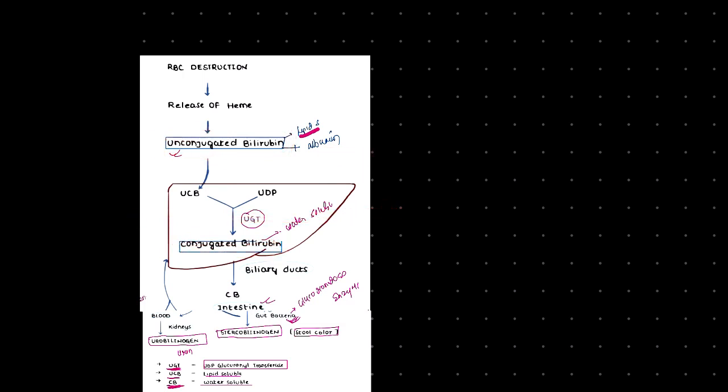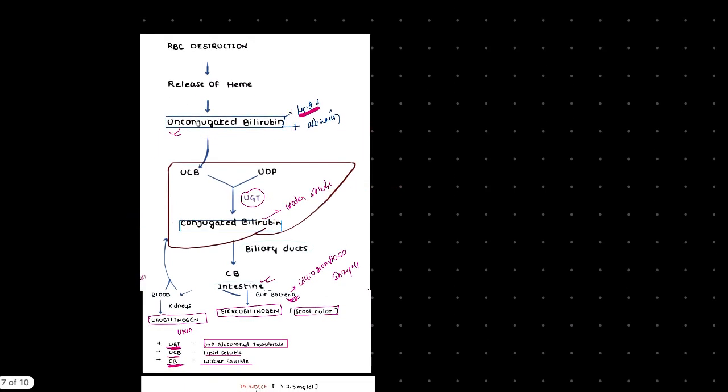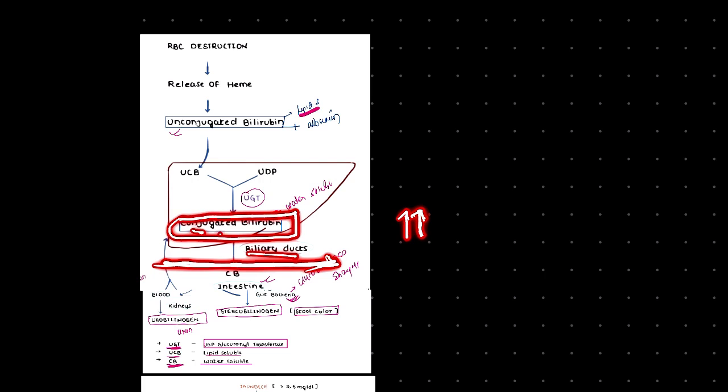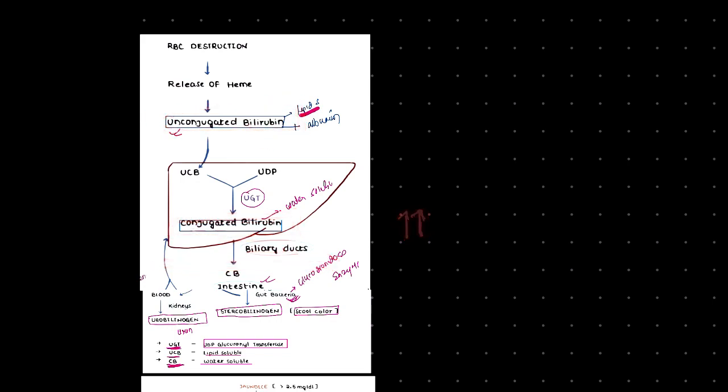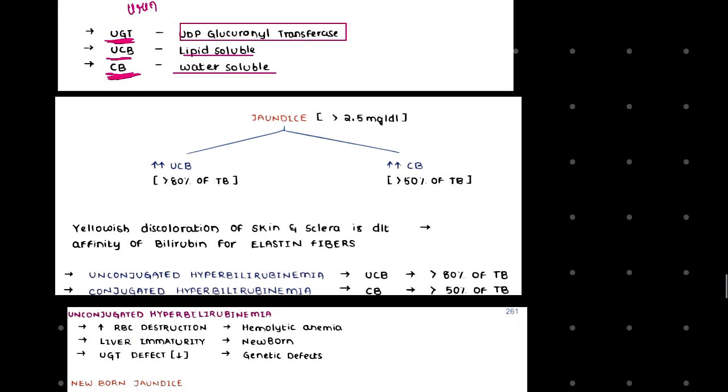Okay, now what happens if there is a defect right here in the biliary duct area? If there is a defect in this area, the conjugated bilirubin level will go high. Okay, there are two conditions we spoke of right now. One is the level of conjugated bilirubin going up, and another is the level of unconjugated bilirubin going up. So these two conditions are what we call jaundice, right?